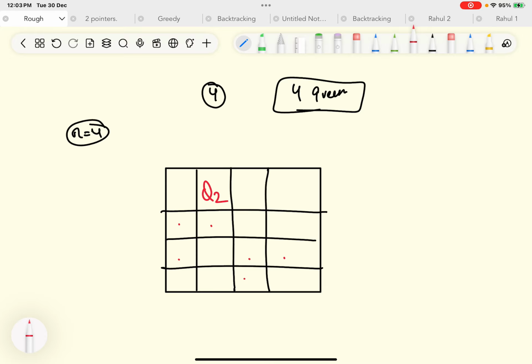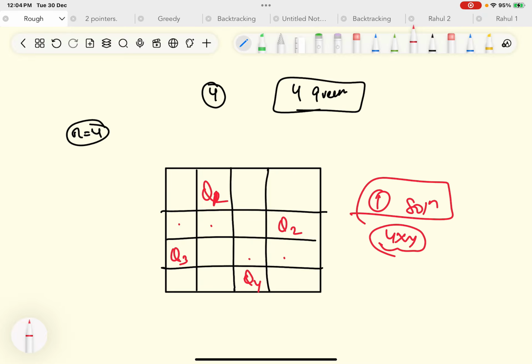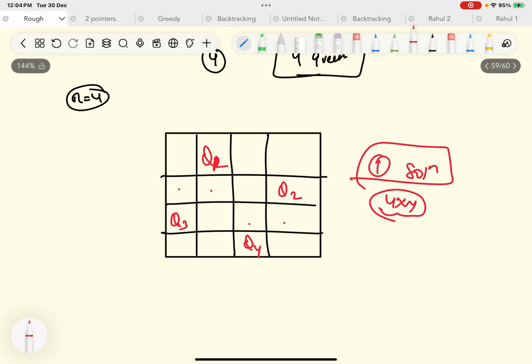Can we put queen 1 here? Oh, sorry, queen 2 here? No. Here no. Here no. Here no. So we can put it here, queen 2. Then let's put queen 3. We can put queen 3 here. And again, for queen 4, we can put it here. So yes, this is one solution for the 4 by 4 N-Queens problem. For n equals 4, we get this solution.